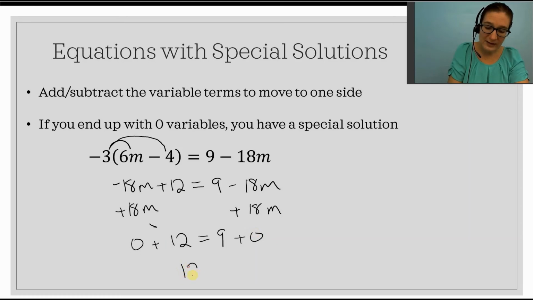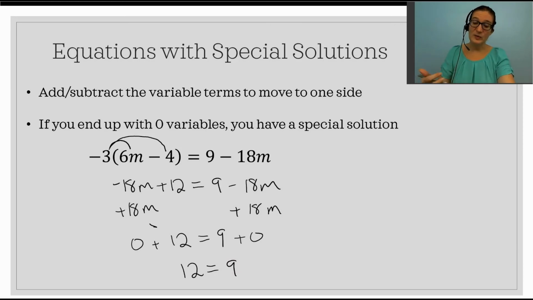So my final statement is not true. This is inherently unbalanced. They gave me a faulty equation to begin with, and so this one is no solution. And that's what we should state as our answer, no solution. It's not a working equation. There's no way that I can have a value for m that will make it true.